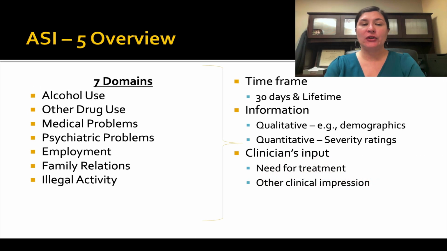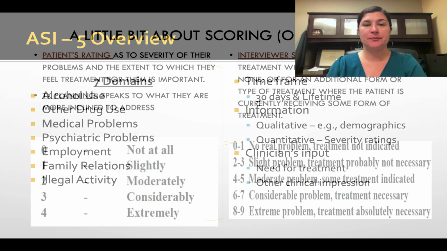So the ASI goes over 7 domains that are similar to the domains in ASAM. The 7 domains are the alcohol use or other drug use, medical problems, psychiatric problems, employment, family relations, and illegal activity. The time frame and duration is looked at over the past 30 days and over lifetime. It provides both qualitative and quantitative ratings. It also allows for the clinician's input for need for treatment or other clinical impressions.